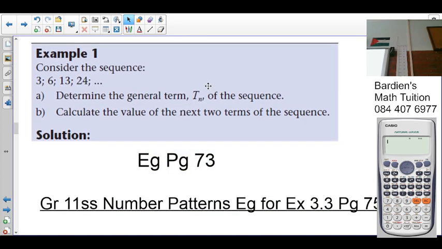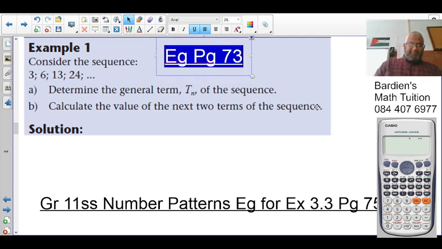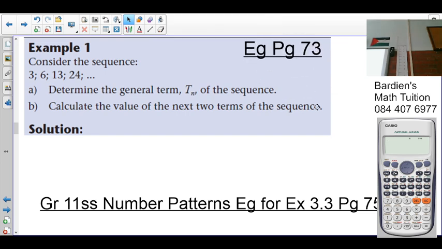Right, we're looking at example 1. Example 1 is on page 73. We have to consider the sequence 3, 7, 11, 15. Determine the general term, Tn, of the sequence. So where do we start? We start by saying, not A, we write down the sequence.